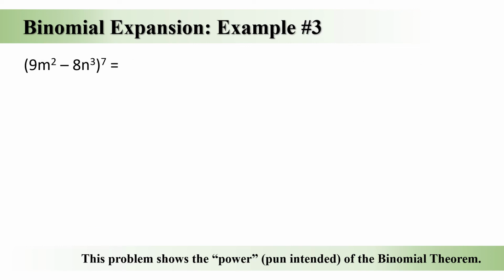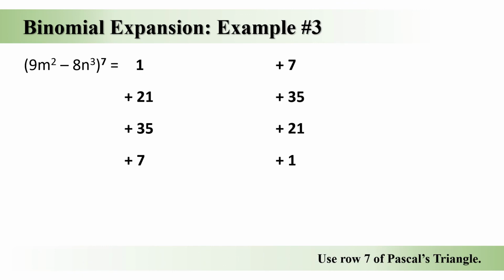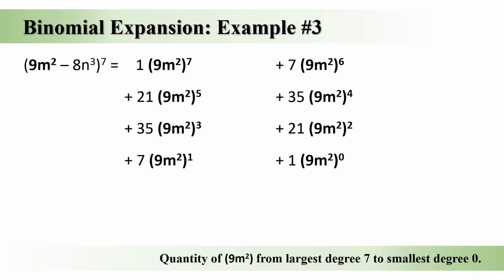Our last example is going to give us a good challenge because we have subtraction, we have multiple values, we have multiple variables, and those variables are raised to powers themselves. So, what are we going to do to expand the quantity of 9m squared minus 8n cubed and raise that all to the 7th power? We're just going to do binomial theorem. We'll start by using row 7 of Pascal's triangle. We'll take the quantity of 9m squared and raise it to the 7th, then the 6th, and the 5th until we get down to the 0.